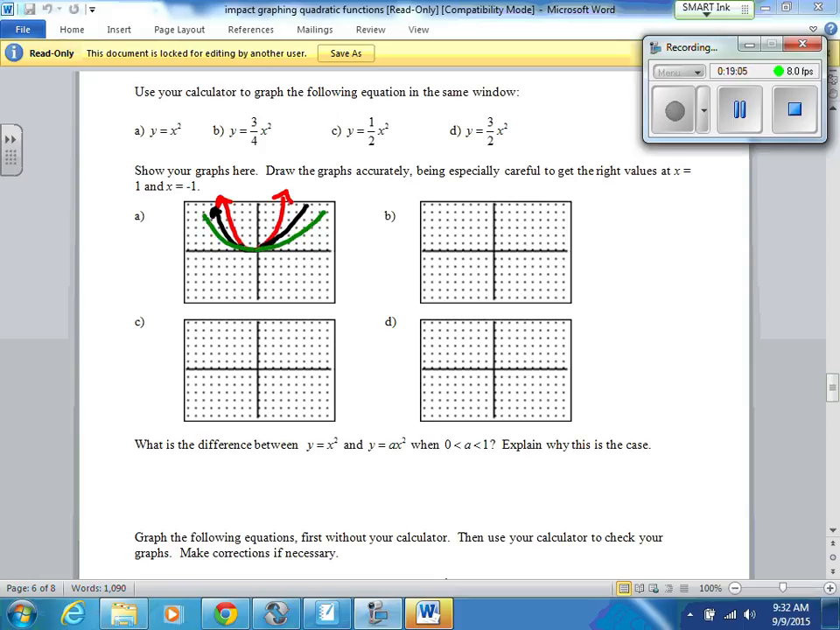So what's the difference between y equals x squared and y equals ax squared when a is between 0 and 1? What's the difference in the graph? It's wider, okay? The graph is wider. Can you tell me why in your own words? Why is it getting wider instead of being exactly the same? Why does it go out instead of maybe going up like the other one did? This one's going out.